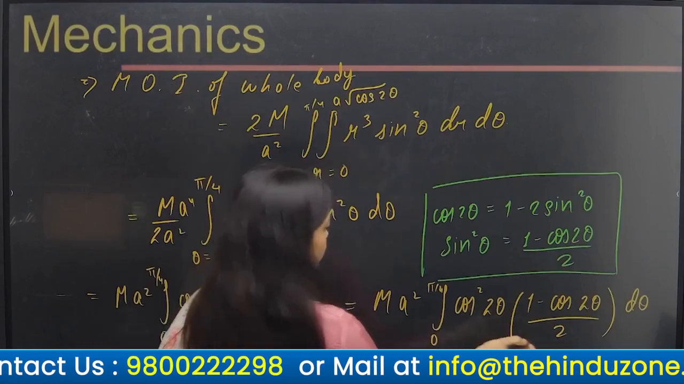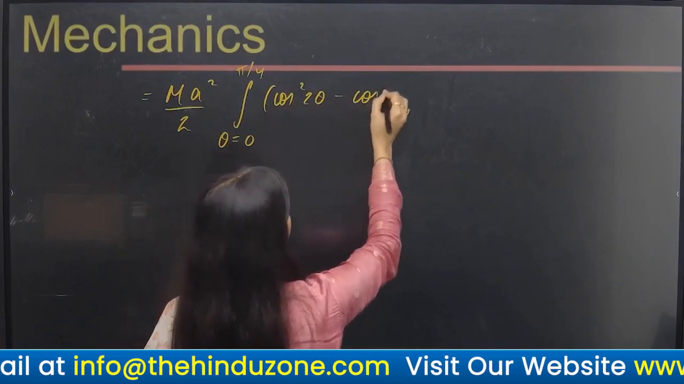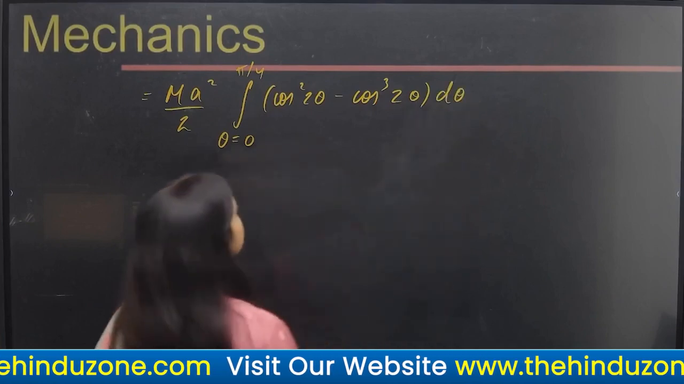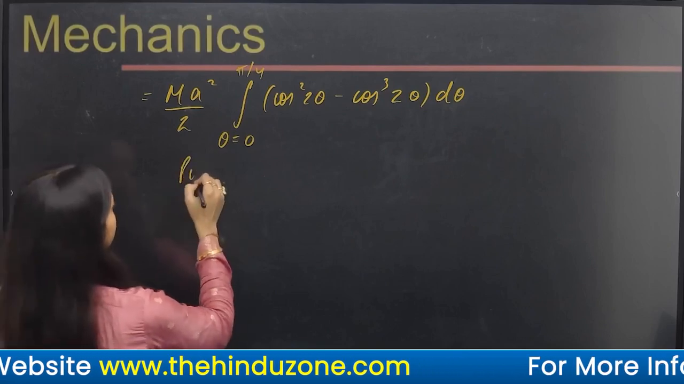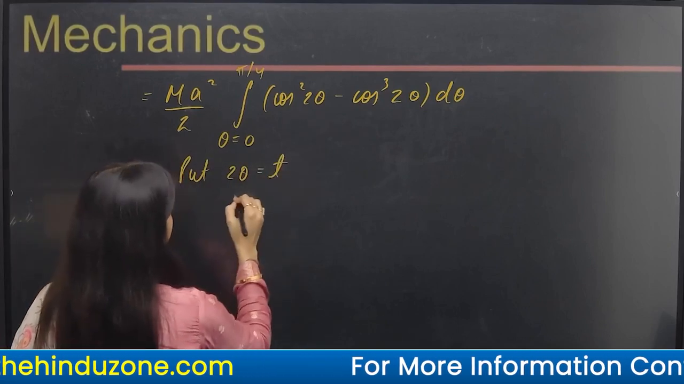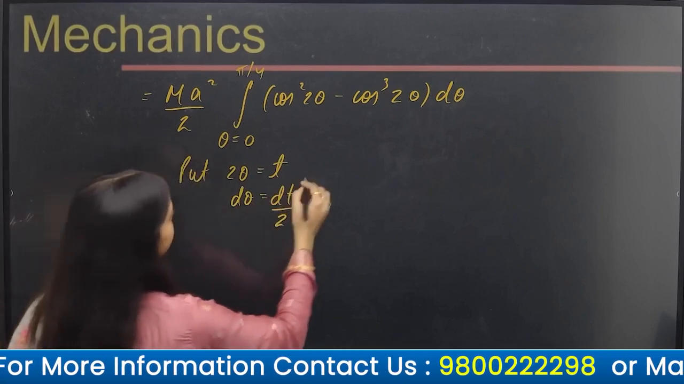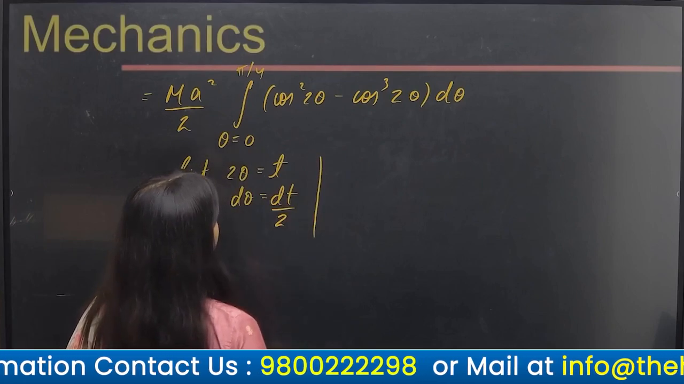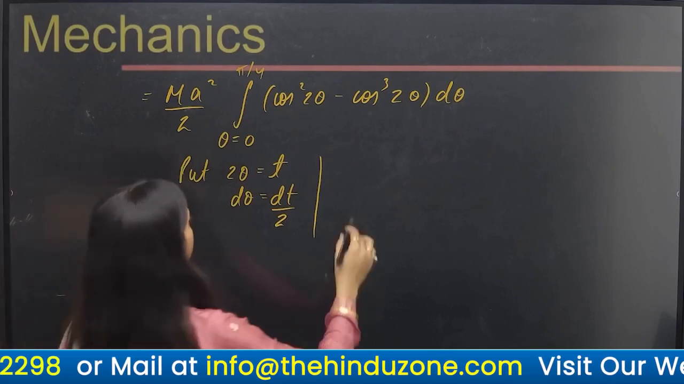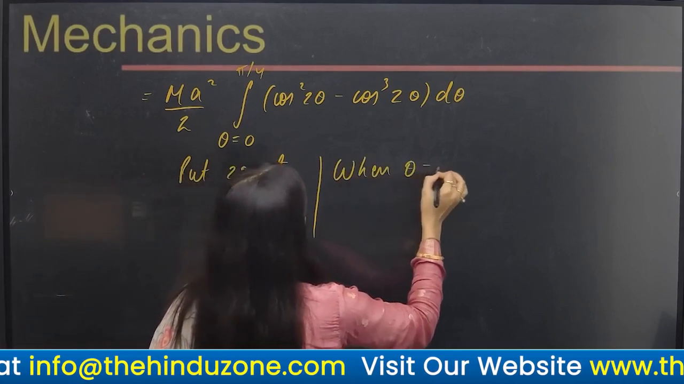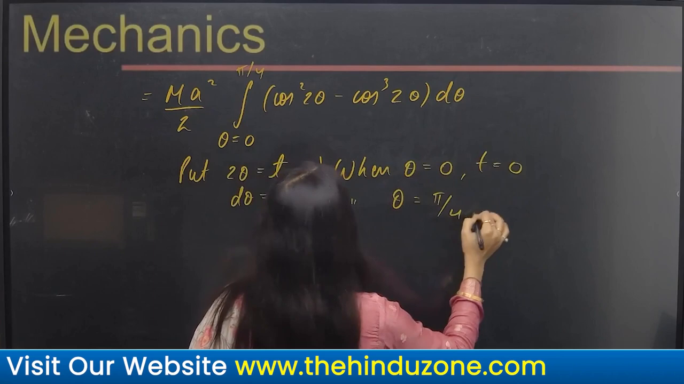And let's multiply. This is cos square 2 theta minus cos cube 2 theta d theta, right? Now put 2 theta equal to t, so d theta is equal to dt by 2. So limits would be, when theta is equal to 0, t is 0. When theta is equal to pi by 4, t is pi by 2.